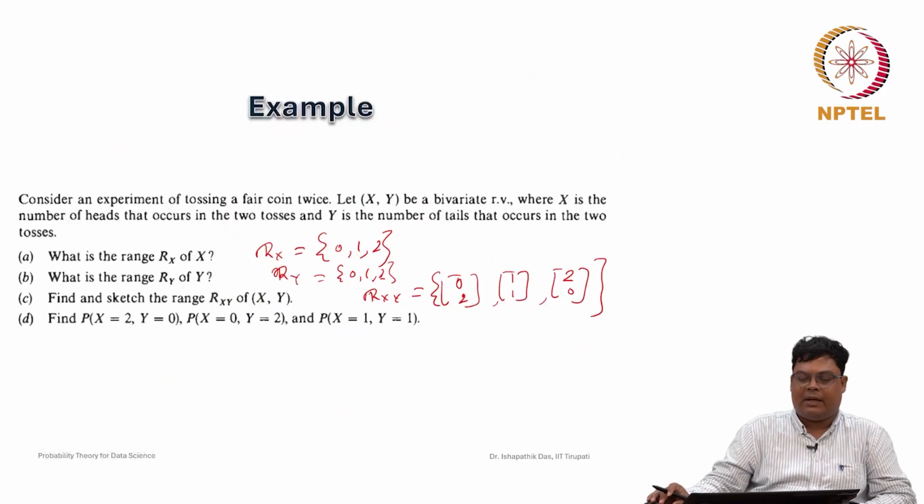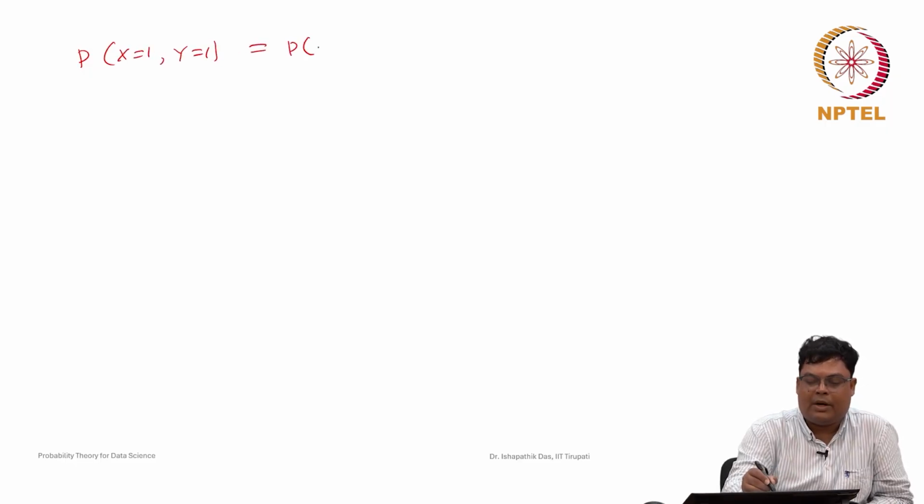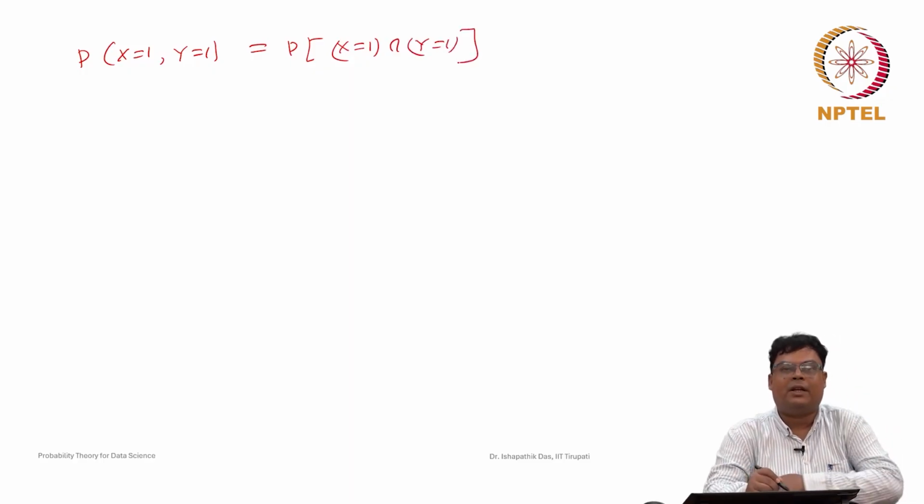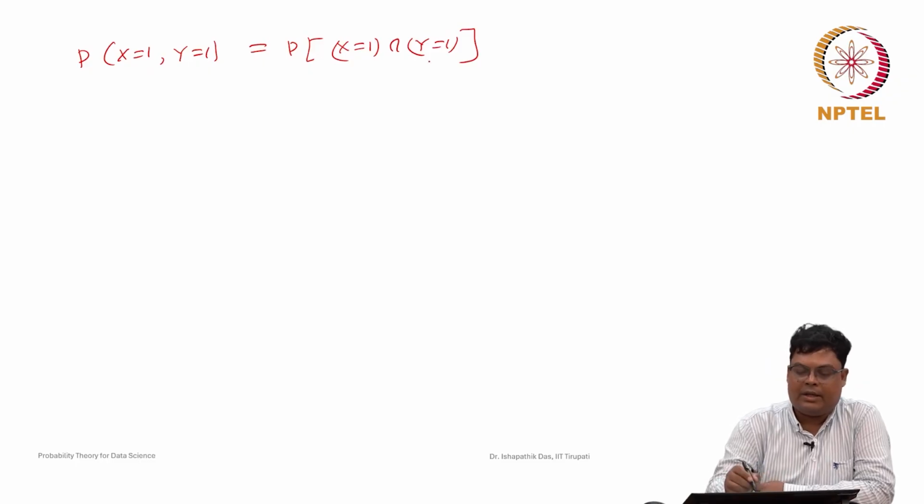Now the next example: find the probability of X equal to 1 and Y equal to 1. How to find that? The probability that X equal to 1, Y equal to 1, is the probability that X equal to 1 intersection Y equal to 1. We have to find the corresponding events, then take the intersection and find the probability. So, let us write down what S is here: head head, head tail, tail head and tail tail.